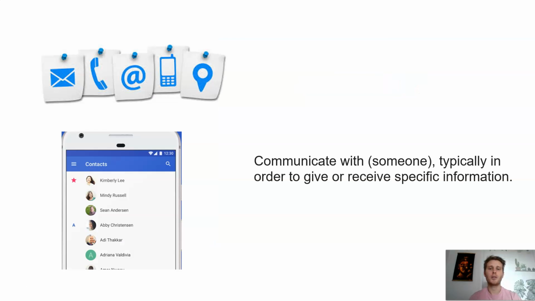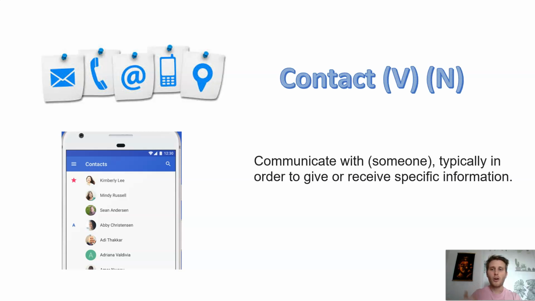The next word, communicate with someone, typically in order to give or receive specific information. So I have my cell phone, I want to phone my brother, for example, so I need to contact him. So contact can be used as a verb or a noun. The verb is the action. If you're going to go and do something, I'm going to contact them, or I'm going to look for a contact on my phone.